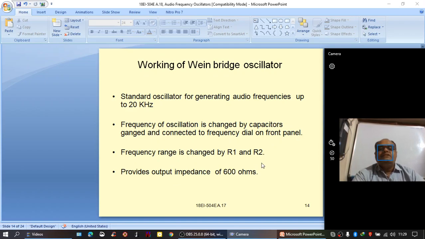Frequency range is changed by R1 and R2. Frequency range is varied by R1 and R2, whereas within that range, the frequency is adjusted by varying capacitance C1 and C2. And a Wien-Bridge oscillator provides an output impedance of 600 ohms. This low output impedance will make sure that the loading of the external circuit on Wien-Bridge oscillator would not affect its performance.